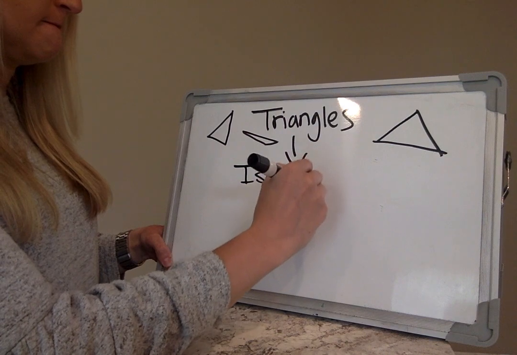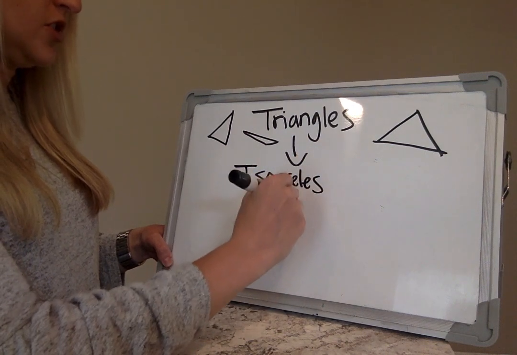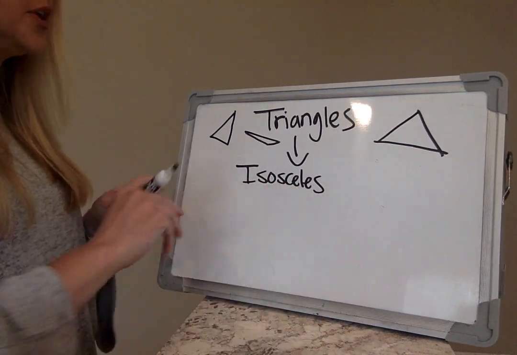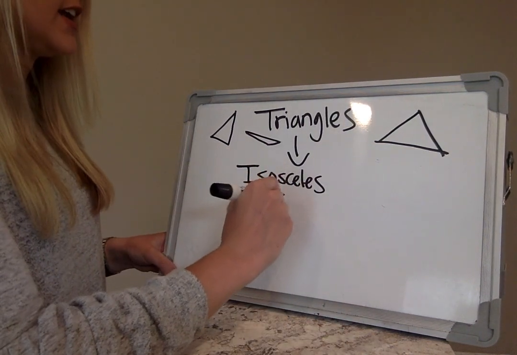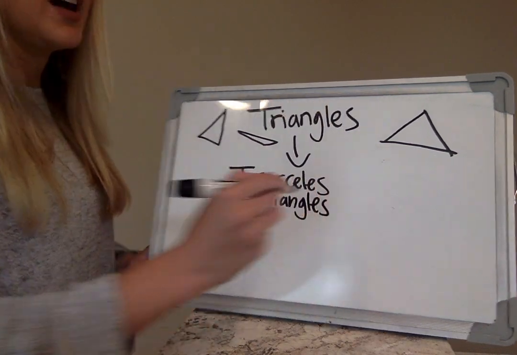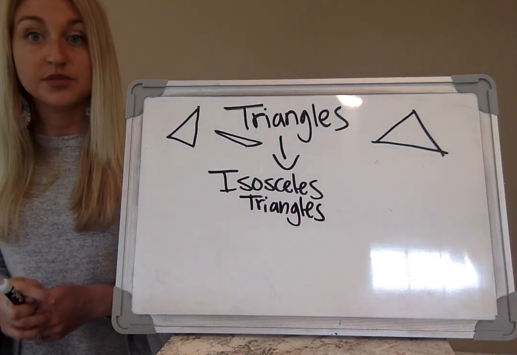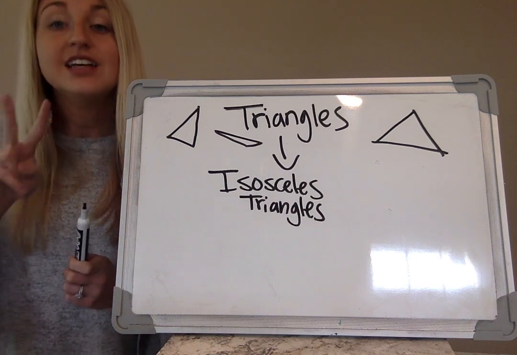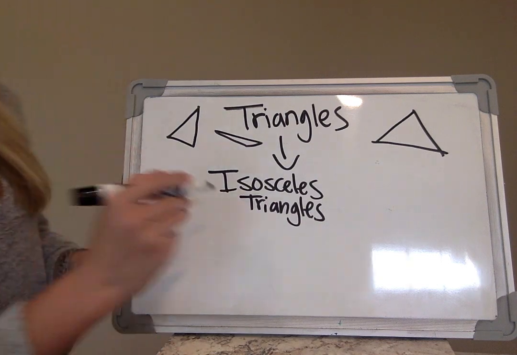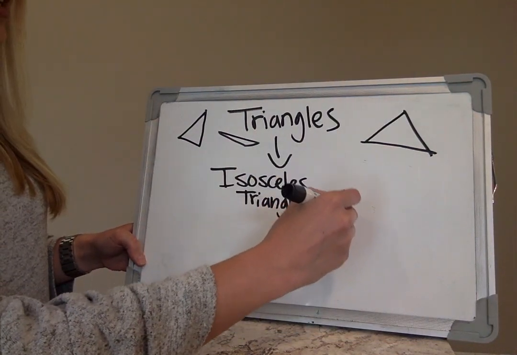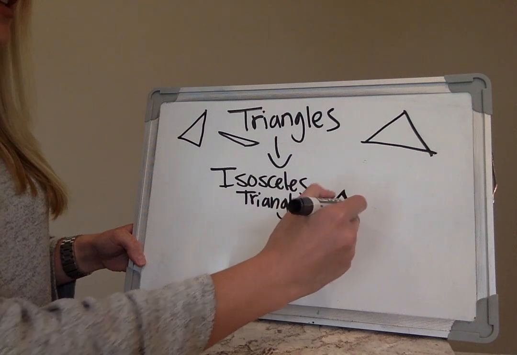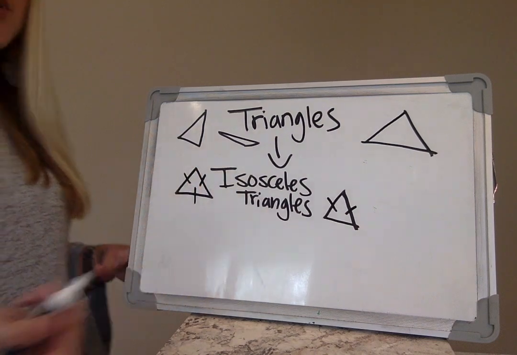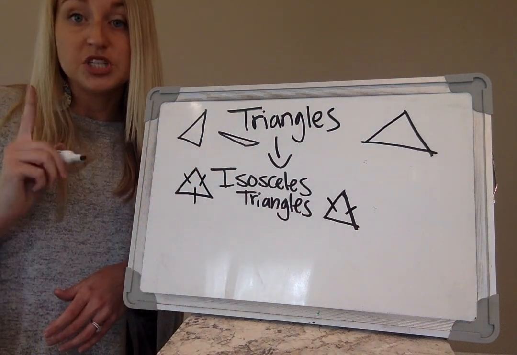Isosceles triangles. Now, what is the specific attribute that I am adding when I say isosceles triangles? Well, if you remember, an isosceles triangle has to have at least 2 sides that are equal. So, it can be like this one. These 2 are equal. It can be like this one. Maybe all 3 could be equal. That's going to be useful in just a minute.